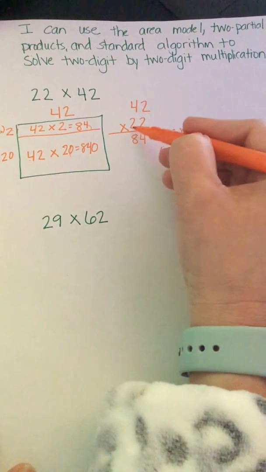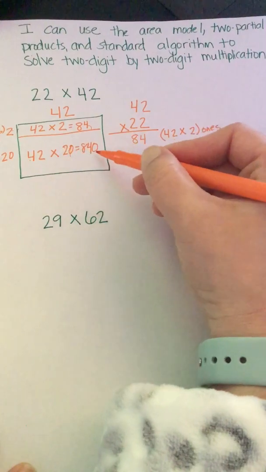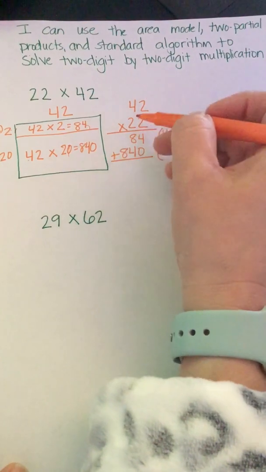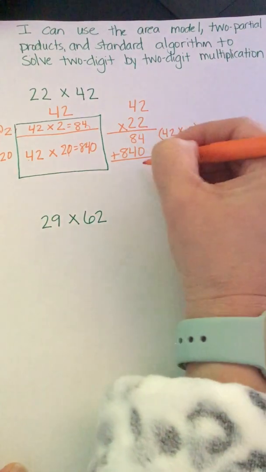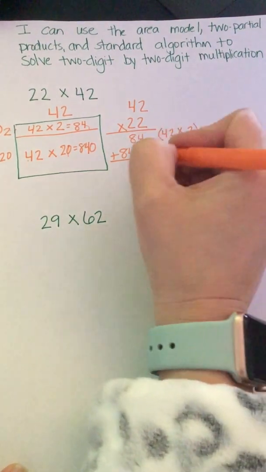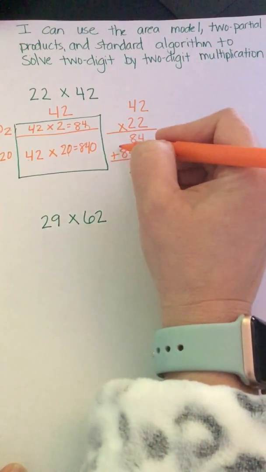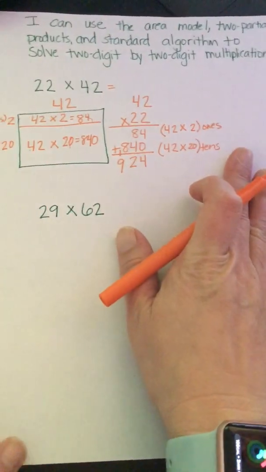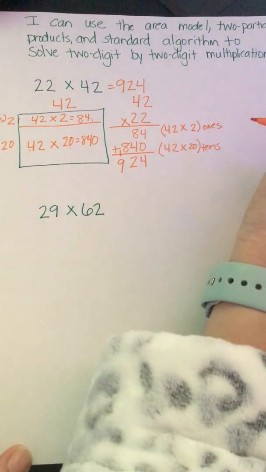Well, what number's in the tens? The 2, but that's 20. And we know that 42 times 20 is 840. And then all I'm going to do in my standard algorithm, I multiplied my ones and my tens. Now I need to add them together. 4 and 0 make 4. 8 and 4 make 12. Sorry, my brain. And 8 and 1 make 9. So 22 times 42, or 42 times 22, is 924. And now I've solved my problem.